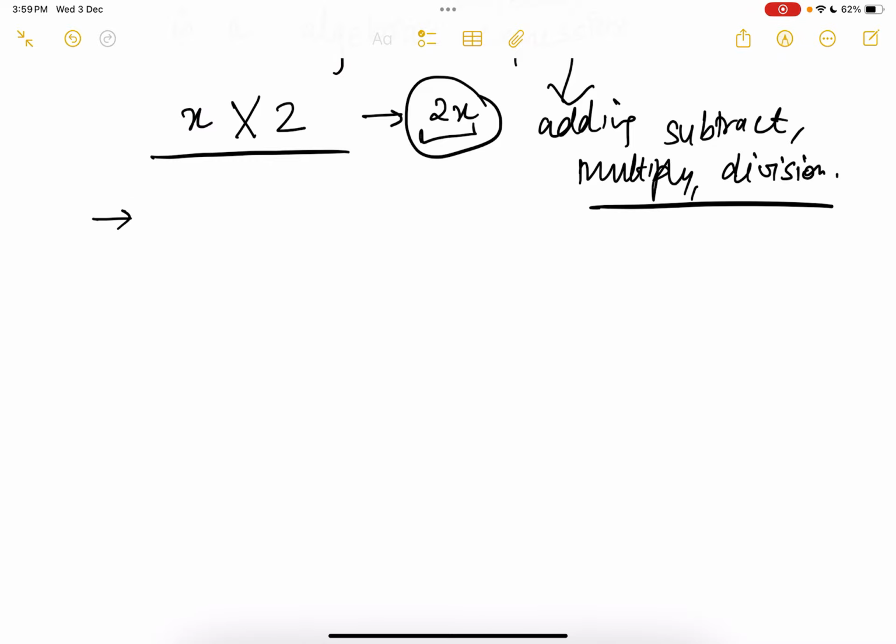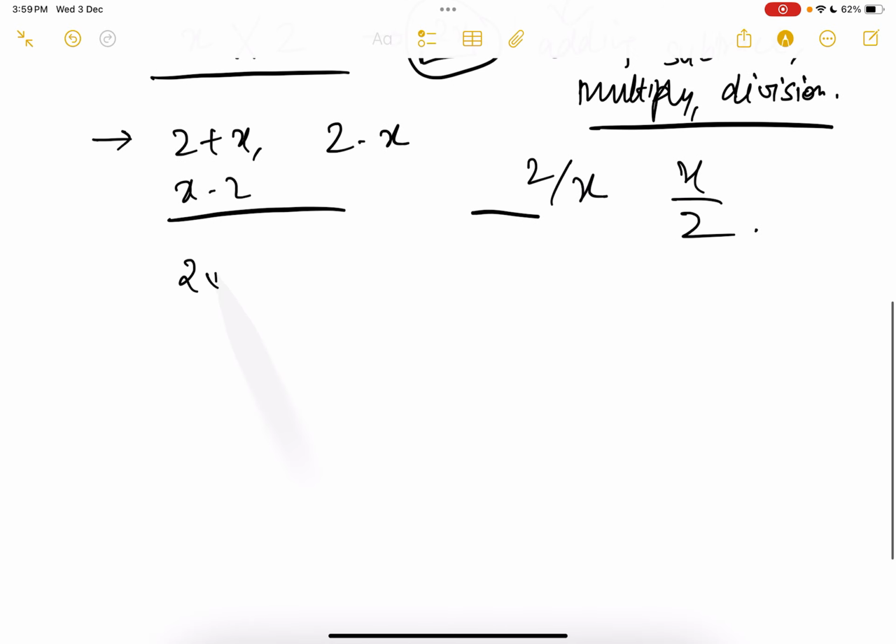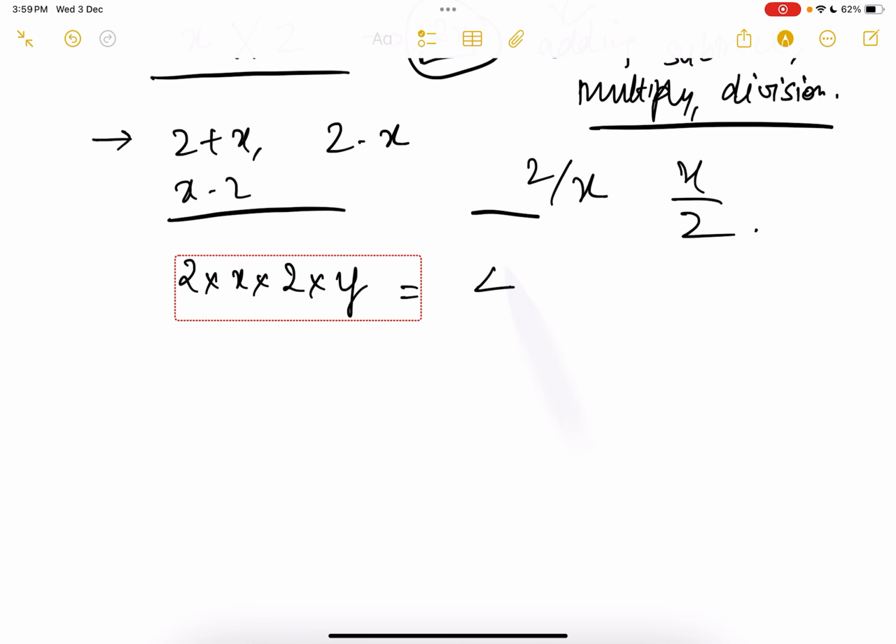So here I multiplied, and I can add x plus 2, I can subtract, x minus 2, anything I can do. It is any combination, and if you do that, that is an expression. I can even divide 2 by x or x by 2, that is an algebraic expression. It's not necessary to have one literal and one constant. It can have more than one literal, more than one constant. Suppose 2 into x into 2 into, suppose, y, which will be what? 2 into 2 is 4, x into y is xy. This is how you write.